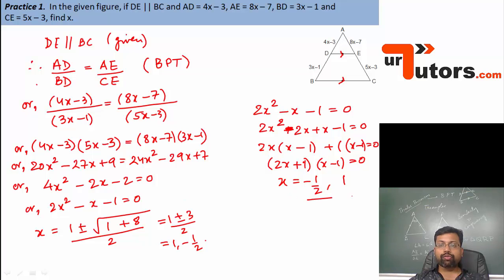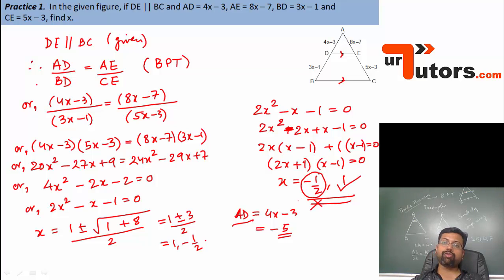Now you got two values of x, but let's see if x is equal to minus half is possible or not. Now AD is equal to 4x minus 3. If you put x is equal to minus half, you are going to get minus 5 as the answer. And AD, which is the length of a side, cannot be negative. Hence x equal to minus half needs to be rejected. And the only possible value of x in this case is going to be 1, because it satisfies all of them and gets a legal value. So all of them will be positive if x is equal to 1. Hence, the possible value of x comes out to be 1.